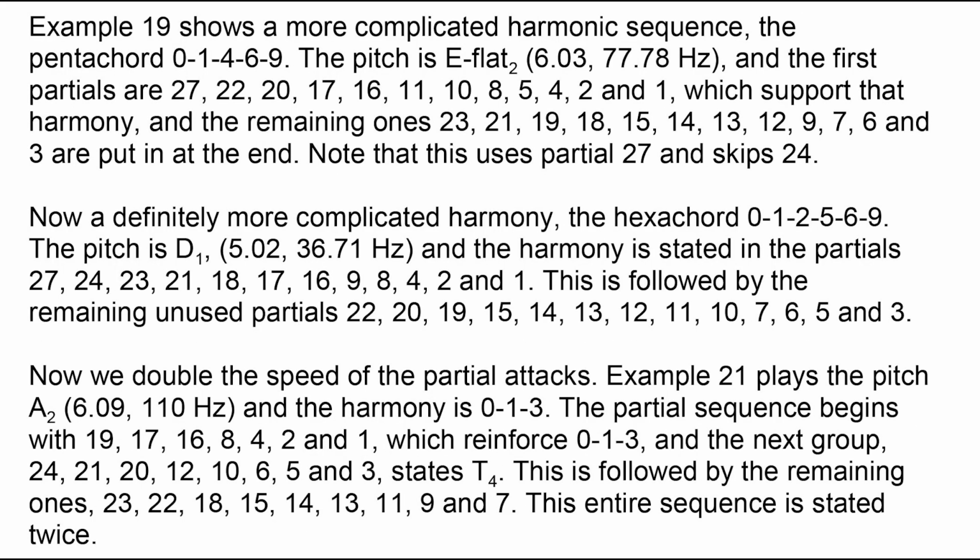Example 19 shows a more complicated harmonic sequence, the pentachord 0-1-4-6-9. The pitch is E flat 2, 6.03, 77.78 Hz, and the first partials are 27, 22, 20, 17, 16, 11, 10, 8, 5, 4, 2, and 1, which support that harmony, and the remaining ones 23, 21, 19, 18, 15, 14, 13, 12, 9, 7, 6, and 3 are put in at the end. Note that this uses partial 27 and skips 24.